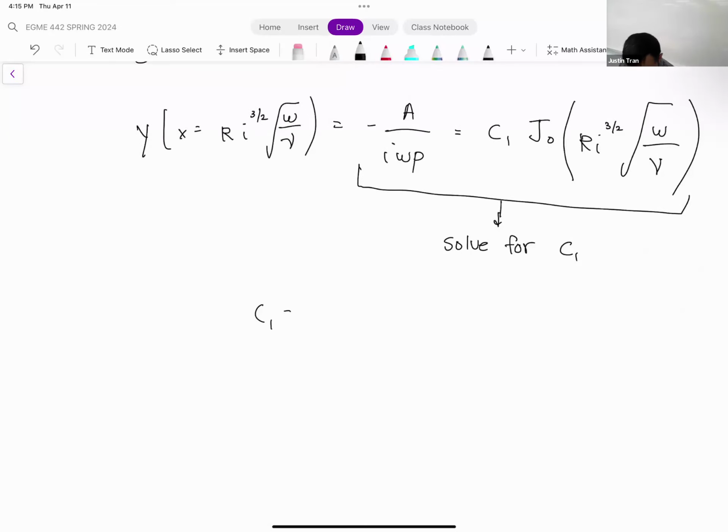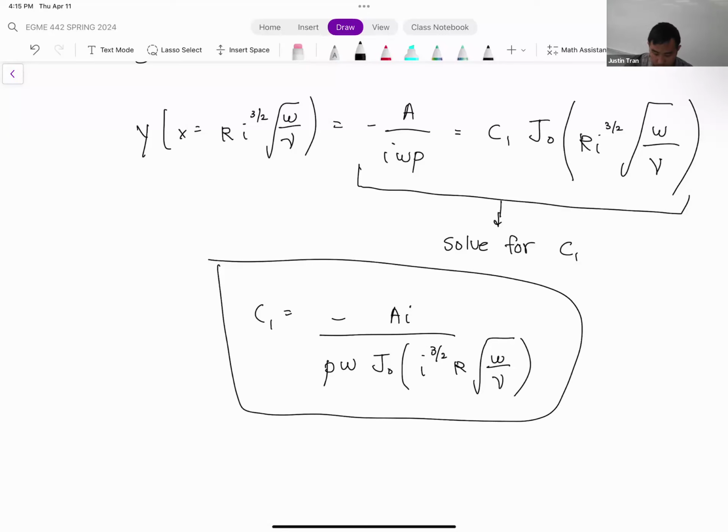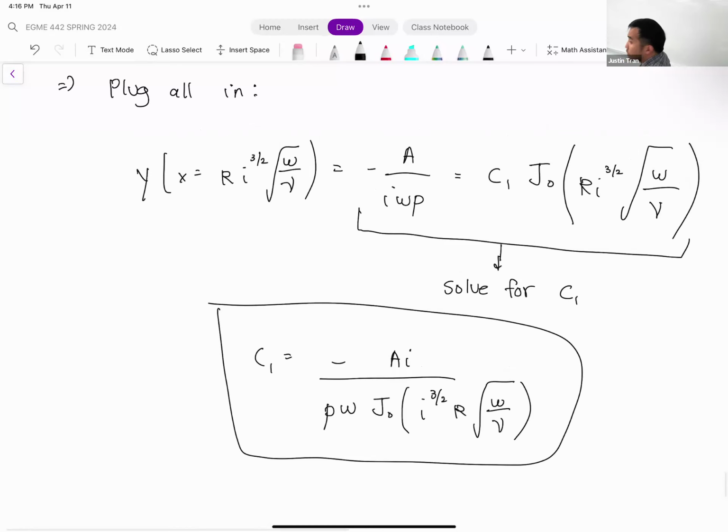All right. And so when we solve for C1, what we get is C1 is equal to minus A times I divided by rho omega J naught of I to the 3/2 times R square root of omega over nu. So now with that, we have both the values for C1 and C2. So we can plug this back into our original velocity distribution and then get everything back. First of all, we're going to plug in this value for C1.